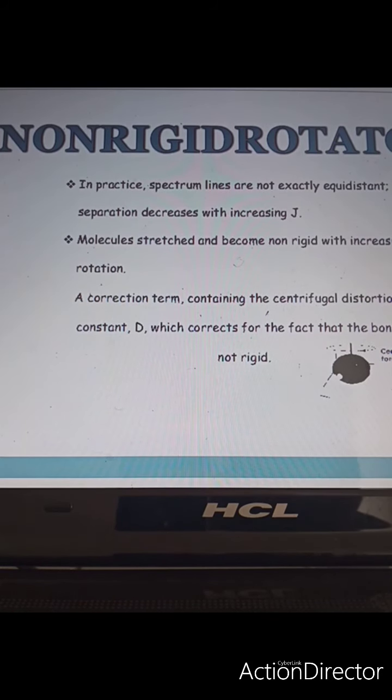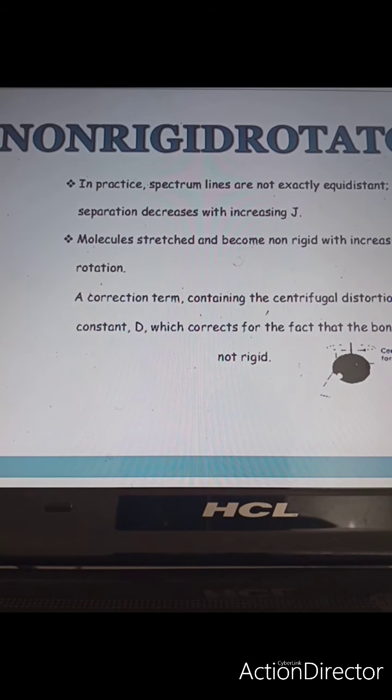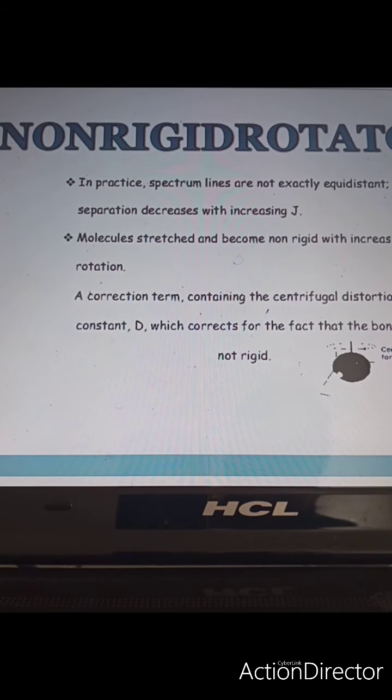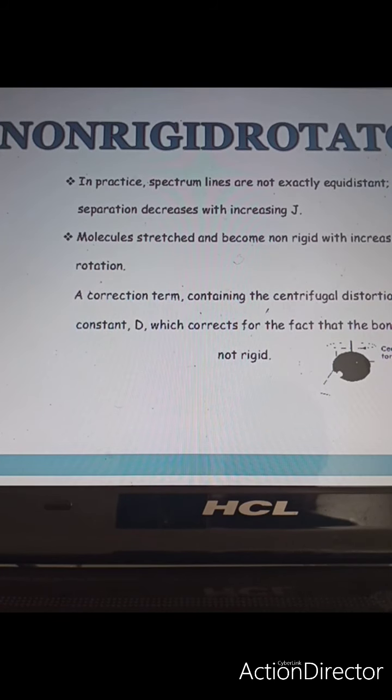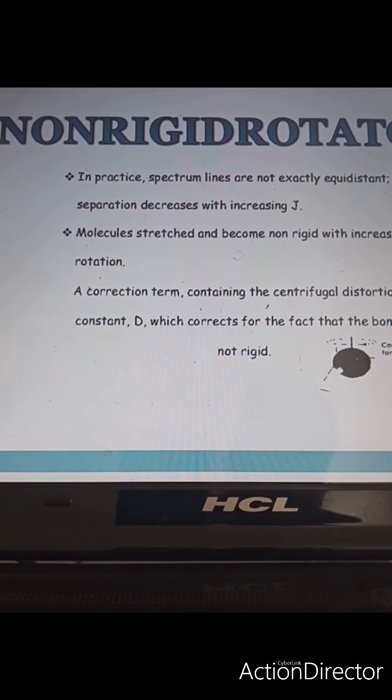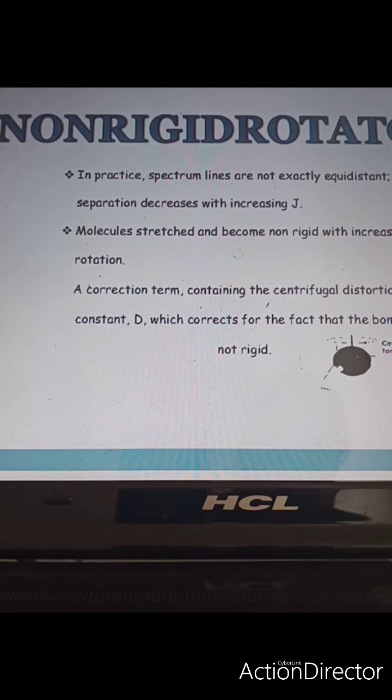In this video, we will be discussing the non-rigid rotor. In my previous video, we discussed the rigid rotator. Now, in practice, if you see the spectral lines, they are not exactly equidistant because the separation decreases with increasing J value. What happens is that when the molecules rotate faster, they get stretched and become non-rigid.